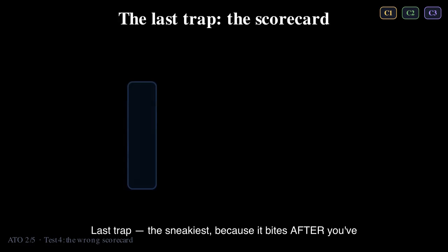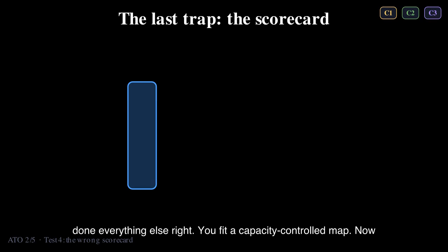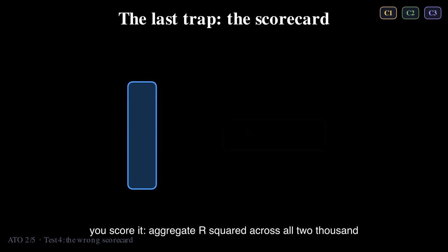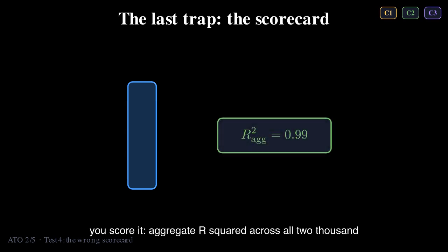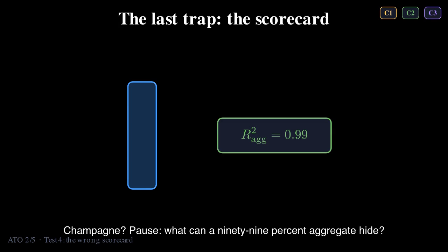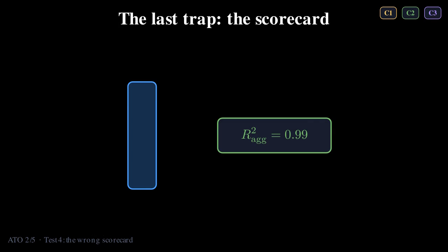Last trap, the sneakiest, because it bites after you've done everything else right. You fit a capacity-controlled map. Now you score it. Aggregate R squared across all 2,300 coordinates at once. It comes back 99%. Champagne? Pause. What can a 99% aggregate hide?